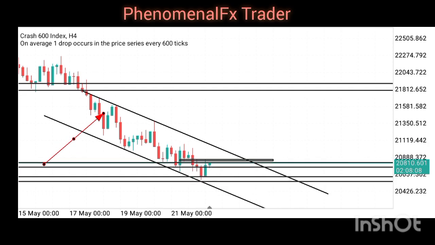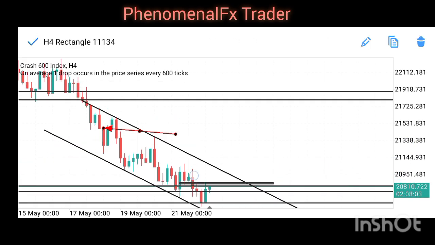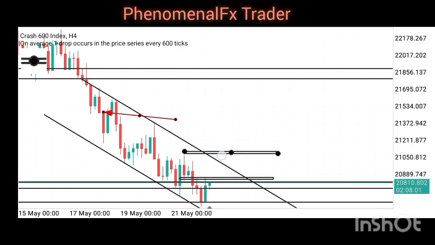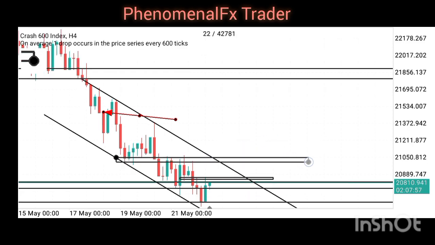One moment. Let me duplicate this trend zone. All right, so look at this zone here. There's another zone right here. So this is what will possibly happen.